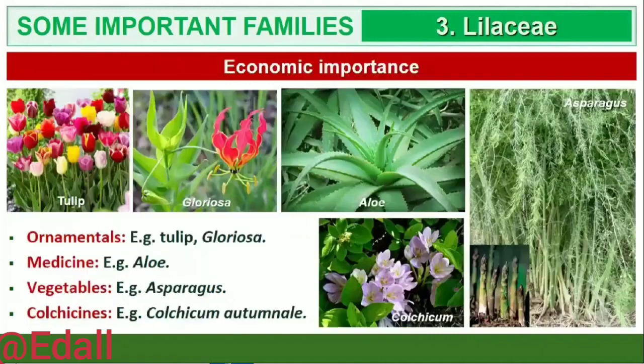Economic importance. Many plants belonging to this family are good ornamentals, tulip, gloriosa; source of medicine, aloe; vegetables, asparagus; and colchicine, Colchicum autumnale.